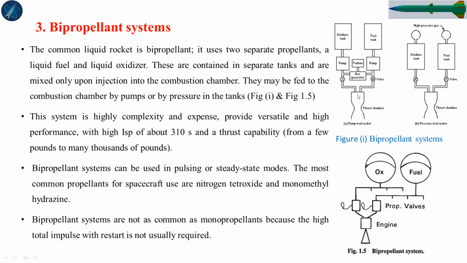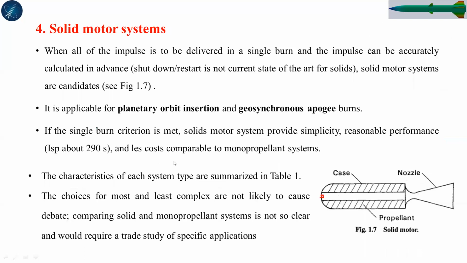This is called the thrust chamber. There is a combustion chamber here. There is a throat here. There is an exit here. So it is completely known as thrust chamber or combustion chamber, or simply we call it the motor. Okay, so let's come to the solid motor system.